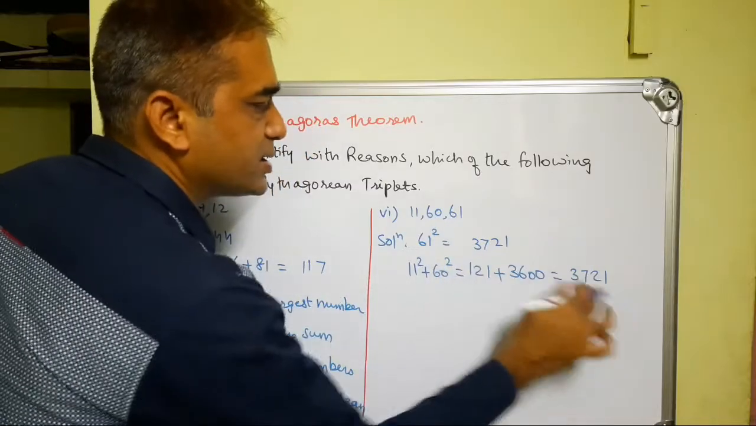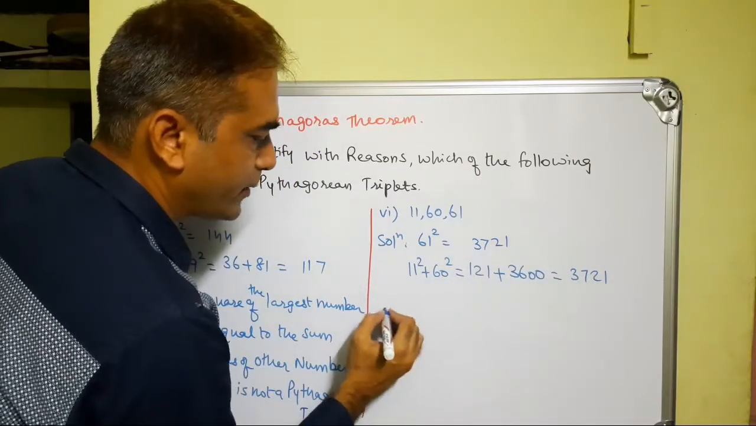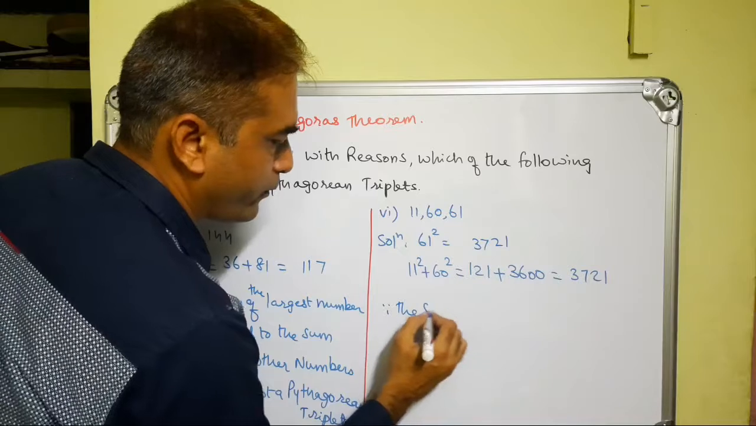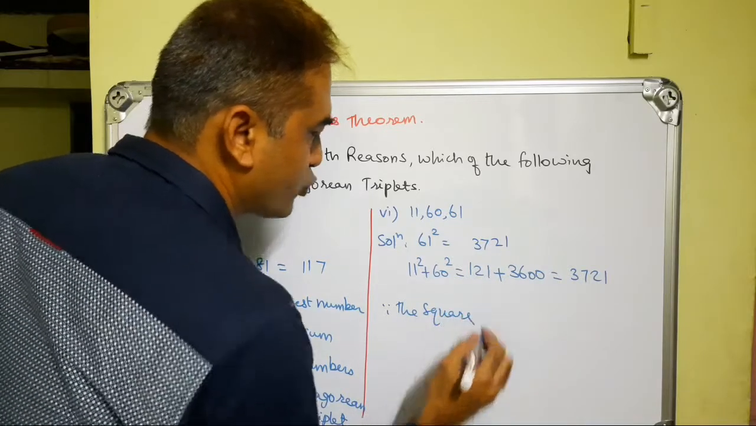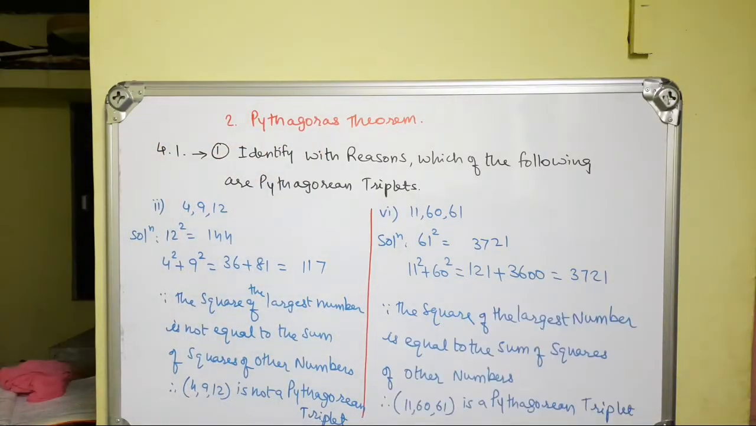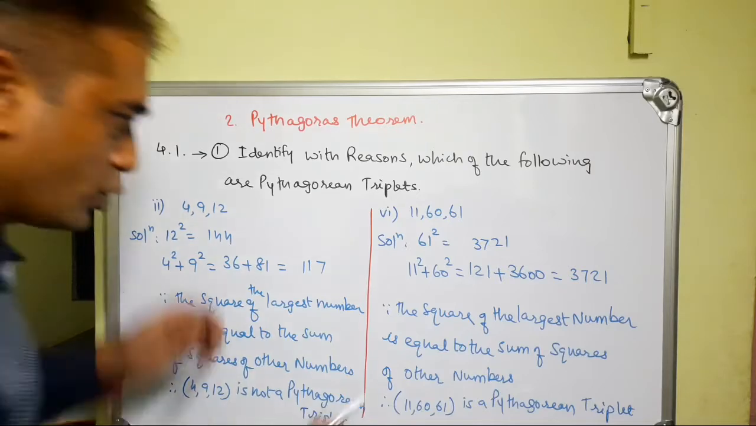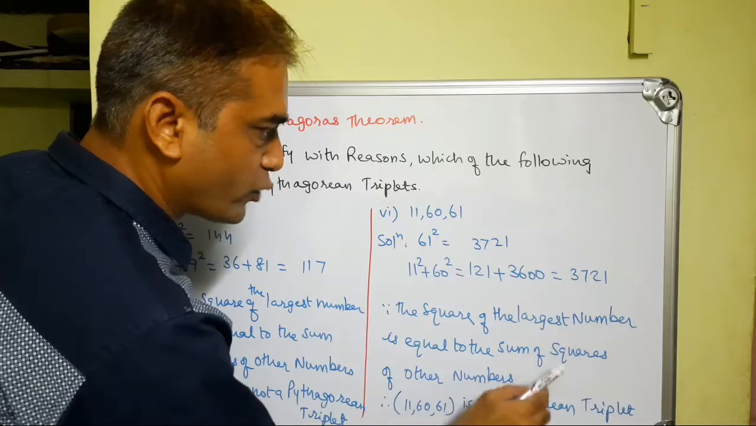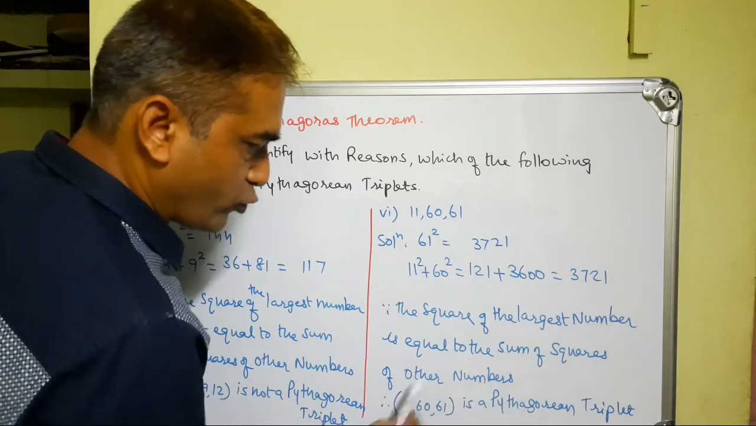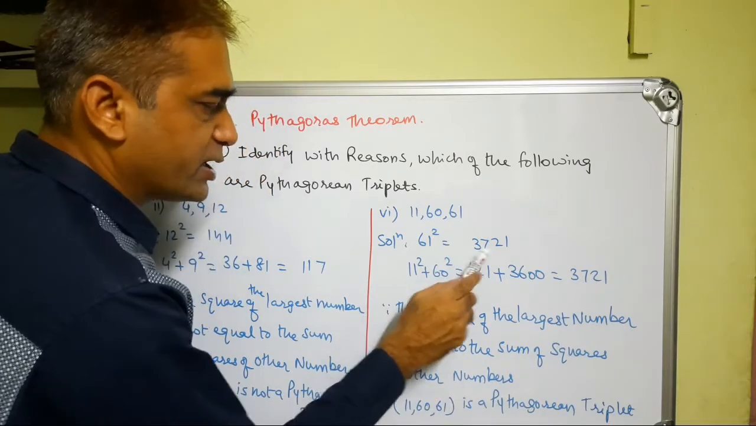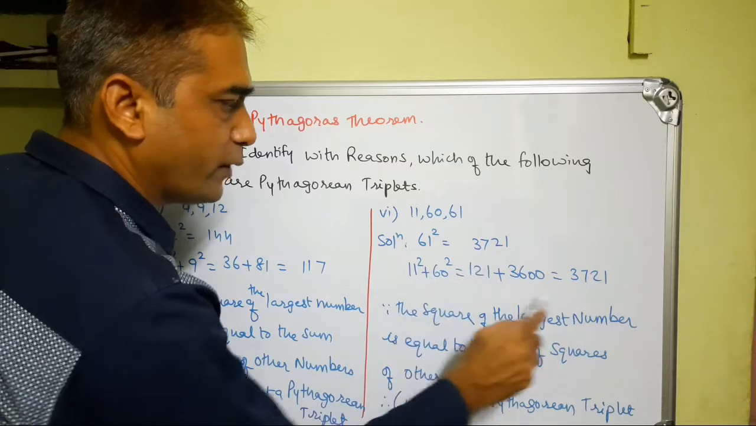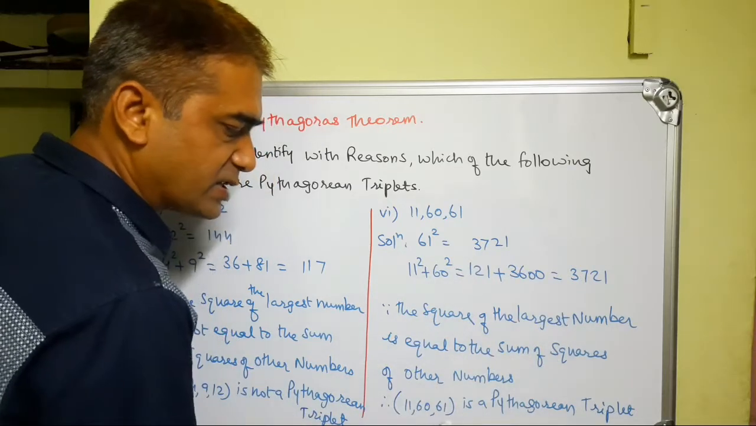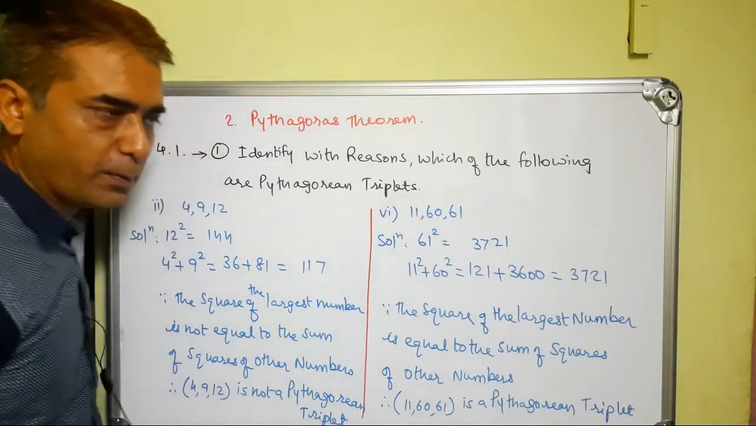3721. As these two numbers are equal, we will write the square of the largest number is equal to the sum of squares of other numbers. Therefore 11, 60 and 61 is a Pythagorean triplet.